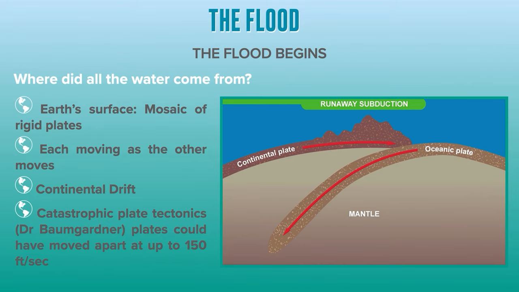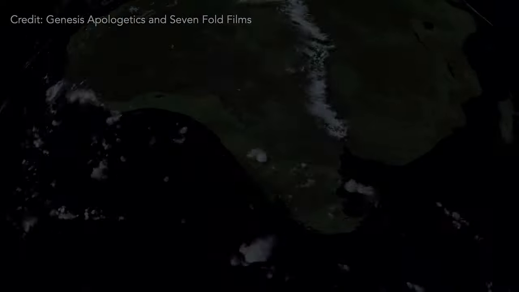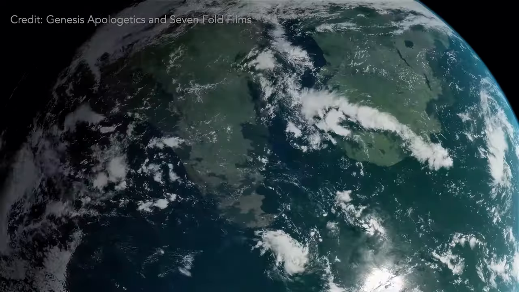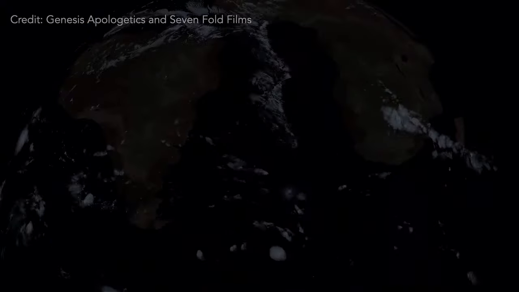The Earth's surface consists of a mosaic of rigid plates, each moving as the other one moves. This movement or drifting of the continent is called continental drift. One of the theories on continental drift, called catastrophic plate tectonics by Dr. John Baumgardner, explains how the speed with which the continents moved apart could have been up to 150 feet per second. Now that's quite fast, more like a continental sprint than continental drift. And this probably happened when certain plates slid beneath other plates.